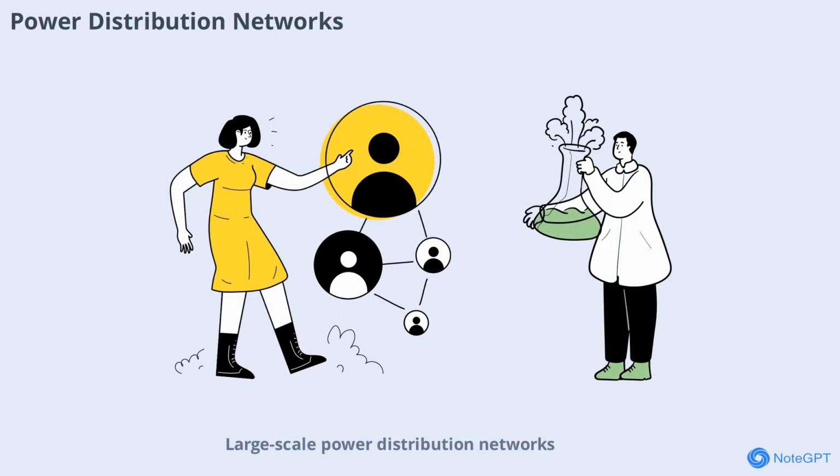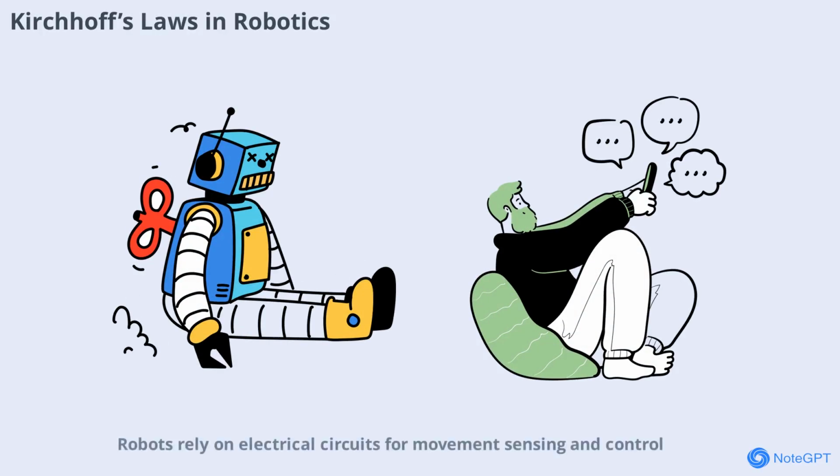Large-scale power distribution networks like those that supply electricity to cities are analyzed using Kirchhoff's laws. Engineers use these laws to balance loads, prevent outages, and ensure efficient delivery of electricity from power plants to homes and businesses. Robots rely on electrical circuits for movement, sensing, and control.